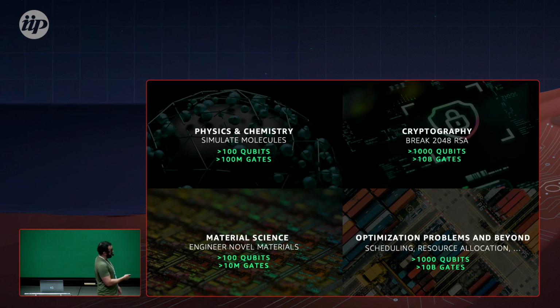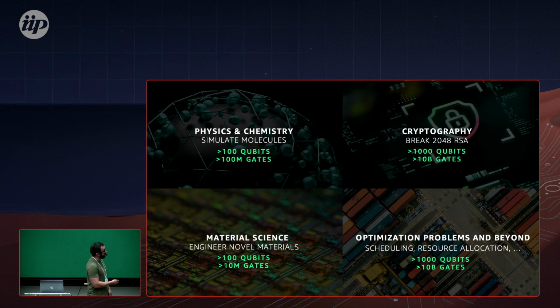If you look at cryptography, the most famous example is that Peter Shor showed in '94 that you could break RSA, which is the most common crypto system that we have today. You could do that with thousands of qubits. It keeps changing, but a few thousand, but you need about 10 billion gates. You need more gates. Material science is similar. Again, you can think about simulating the Fermi-Hubbard model or simulating some batteries. Again, not too many qubits but millions of gates.